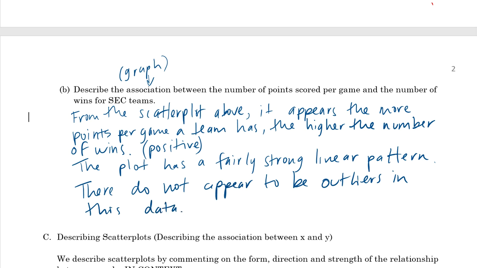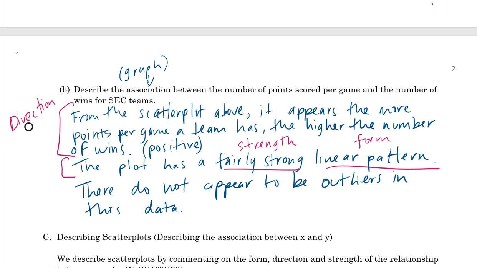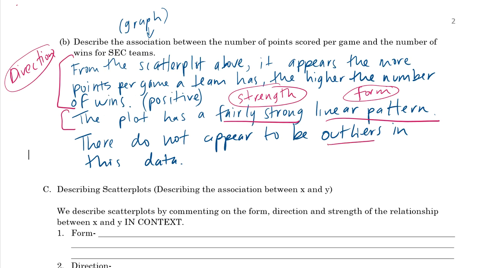Okay, so let's talk about what we just wrote in pink. This first sentence covers one of the things I want you to talk about, which is direction. This second sentence, fairly strong, covers strength, which I also want you to talk about, and linear covers form. So we talk about form, direction, strength, and then if there are outliers, you're going to mention them. If there are not outliers, you are not. So we have direction, form, and strength. And then if there are outliers, you're going to mention it.